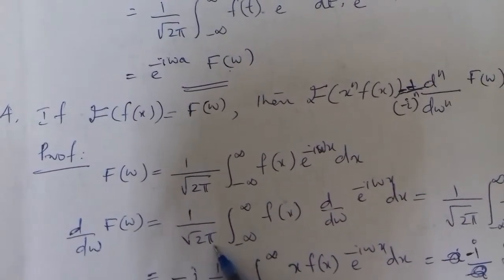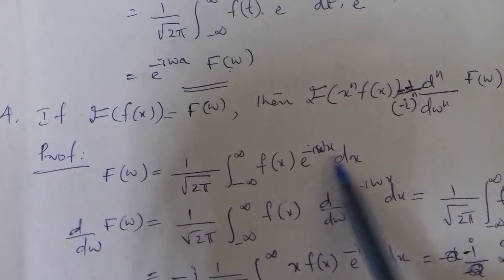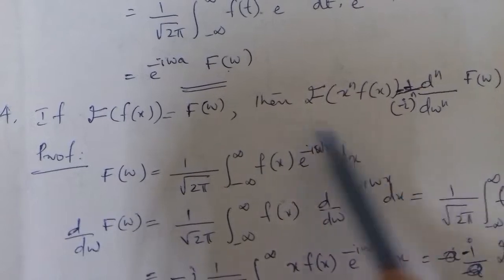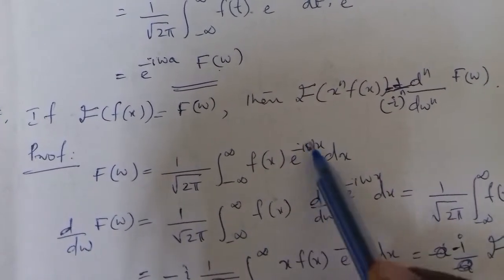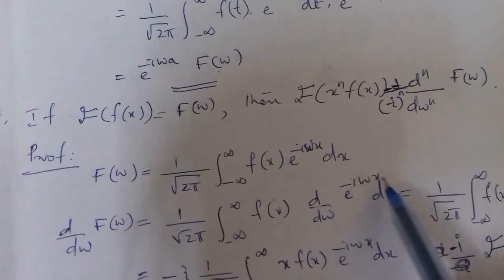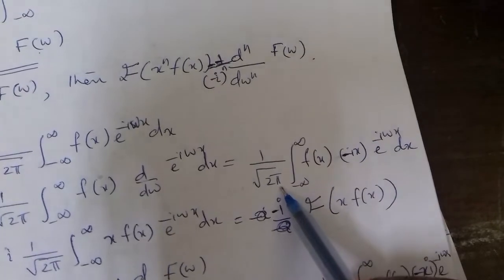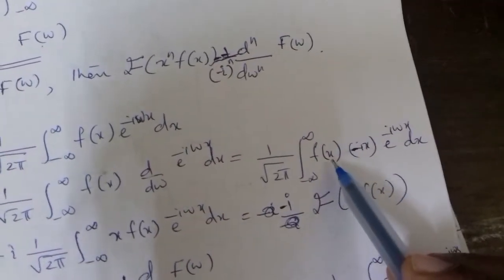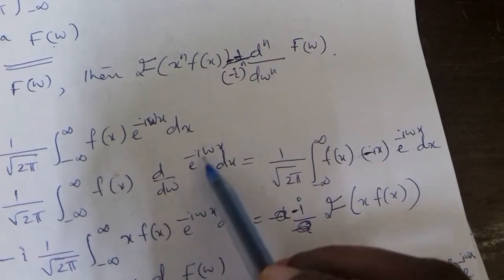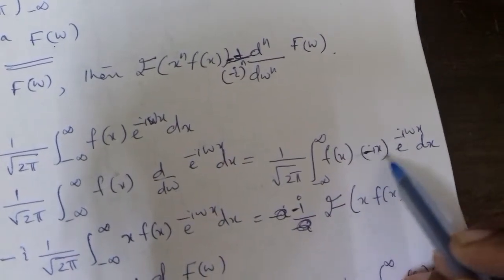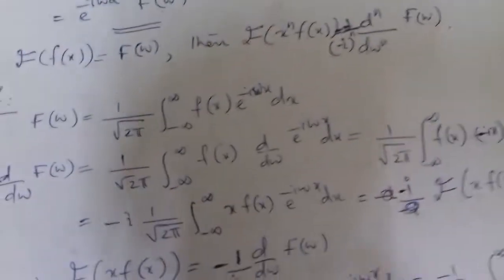It is 1 by root of 2 pi, the whole differentiated with respect to omega. There are two variables x and omega, so partially differentiate with respect to omega. f of x has no omega term, only e raised to minus i omega x does, so take the derivative of e raised to minus i omega x with respect to omega. It is 1 by root of 2 pi integral minus infinity to infinity f of x. The derivative of e raised to minus i omega x with respect to omega is minus ix, that is a constant, into e raised to minus i omega x dx.